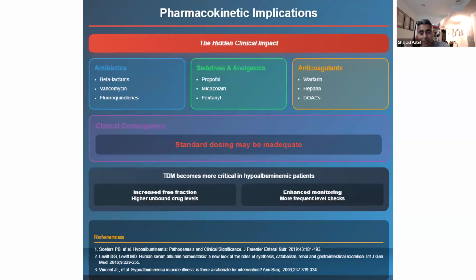What about the pharmacokinetic effects of it? I think a pharmacist's job is probably a little bit more difficult in patients with hypoalbuminemia. Antibiotics, including beta-lactams, vancomycin, fluoroquinolones, sedatives and analgesics like propofol, midazolam, fentanyl, and anticoagulants as well, all of these are highly protein bound. So standard dosing may not be adequate. One recommendation would be that in severely hypoalbuminemic patients, we might consider checking drug levels more often for optimal drug administration.